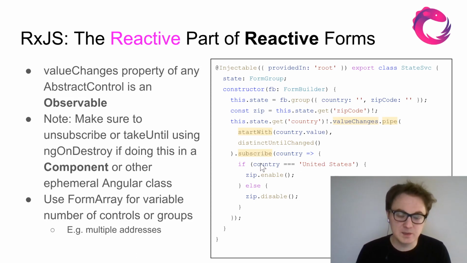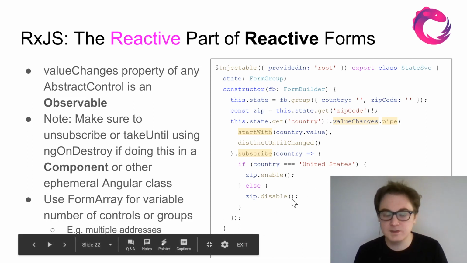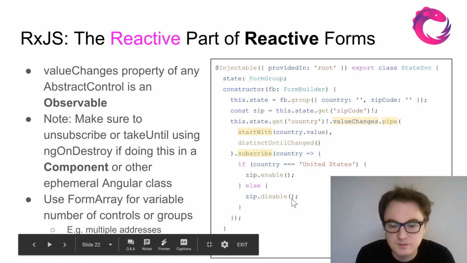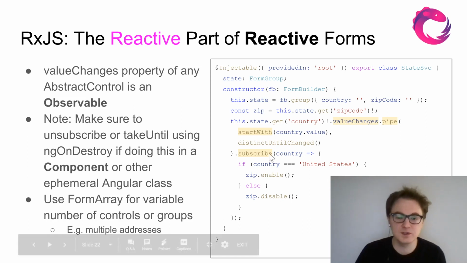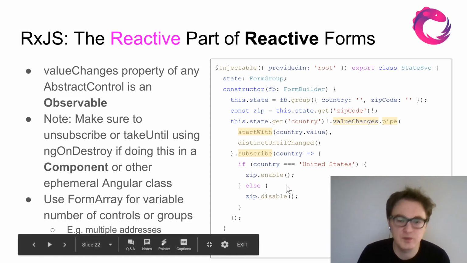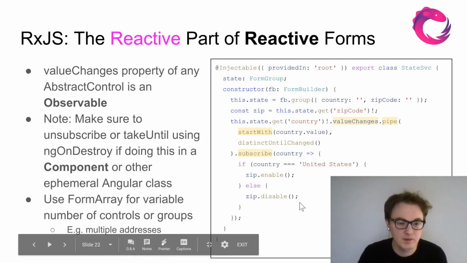And so then I immediately subscribe to this so that I can get the latest country value from the country control. And so here I'm checking to see if it's equal to United States. If it is, then I'll enable the zip code control. Otherwise, I will disable the zip code control. And so this is a really simple example of doing reactive behavior with reactive forms. So the idea is that the code is implementing reactions to the values as it changes.